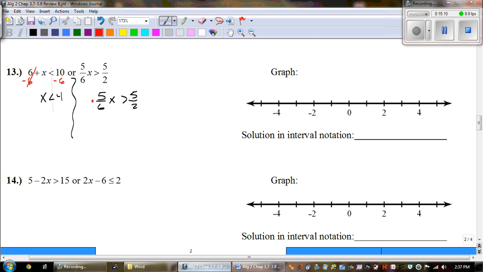Now, to get the x by itself, I have to multiply by the reciprocal. All right. Now, if you learn to cancel the corners, you can do that. Or you can just multiply straight across. 5 times 6 is 30. 2 times 5 is 10. And then we can divide that out. 30 divided by 10 is 3. Now, when I write my final answer, I want these in order from least to greatest. So x is greater than 3 or x is less than 4.